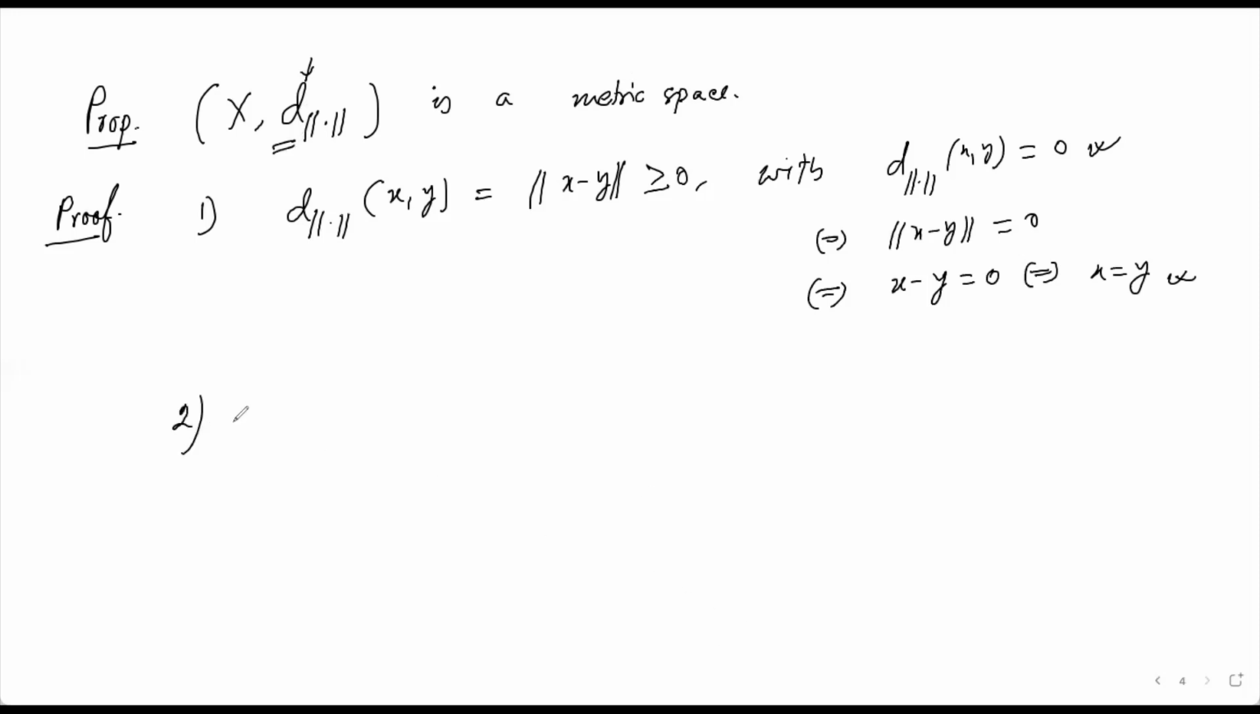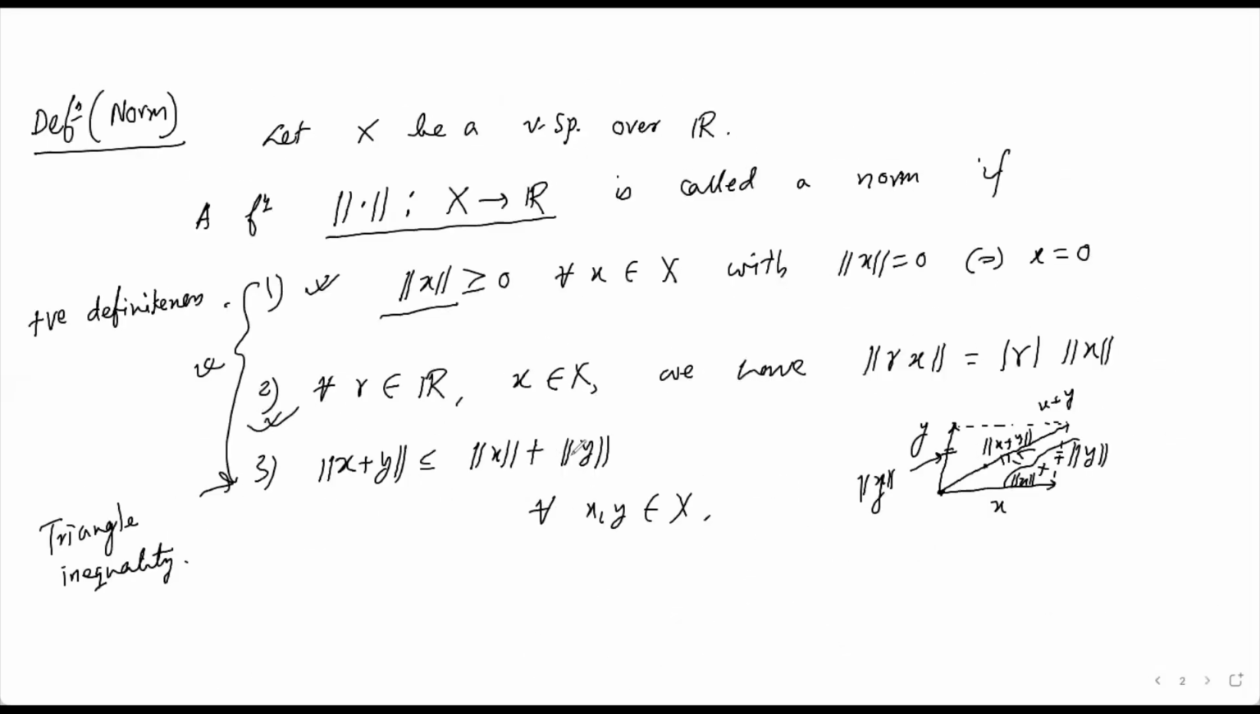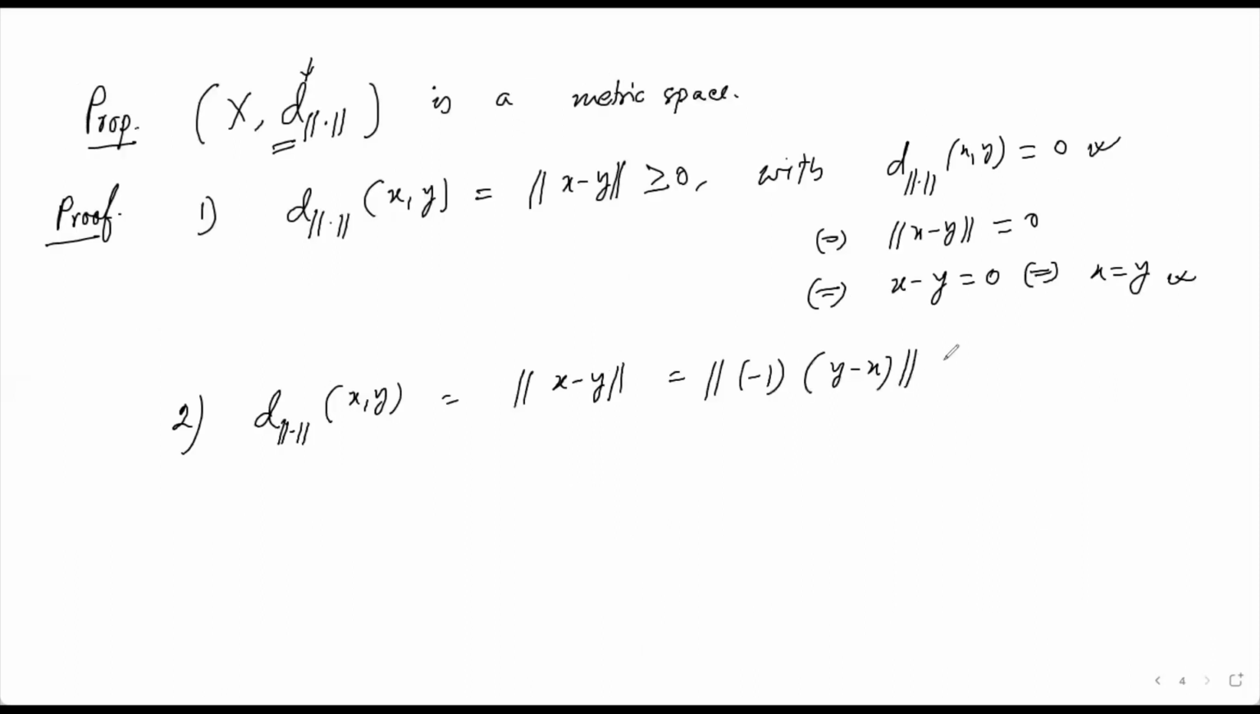And for the second axiom of distances, d sub norm of x comma y is equal to norm of x minus y. So this is equal to norm of minus 1 times y minus x. And by the second condition of the definition of norm, this is equal to absolute value of minus 1 times norm of y minus x, and absolute value of minus 1 is equal to 1. So this is equal to norm of y minus x. And by the definition of d sub norm, this is equal to d sub norm of y comma x.